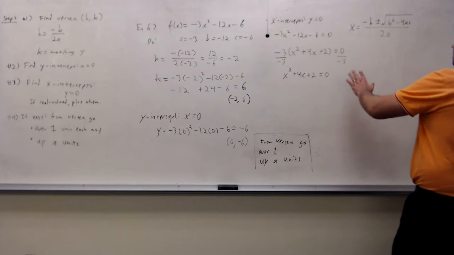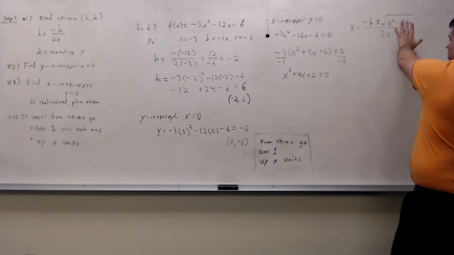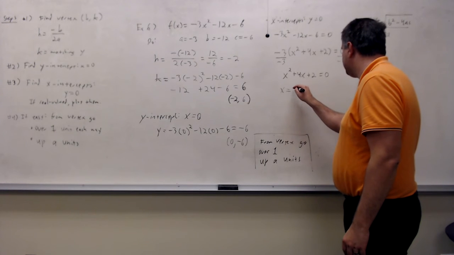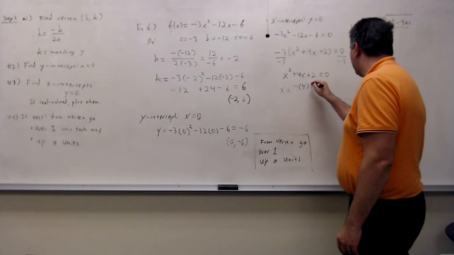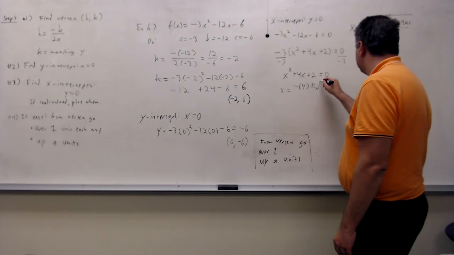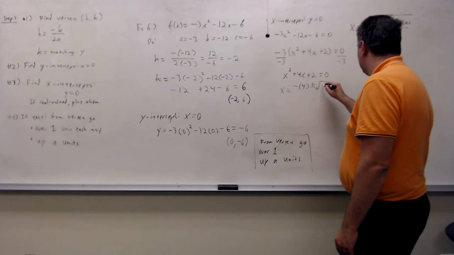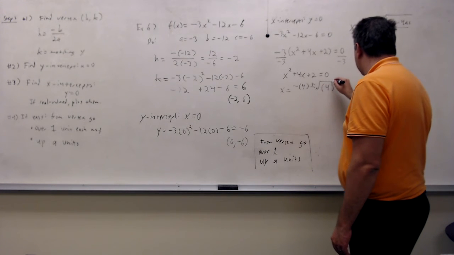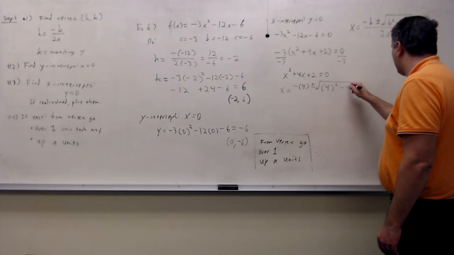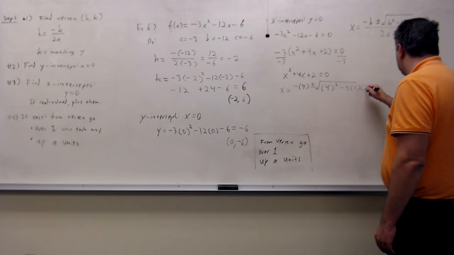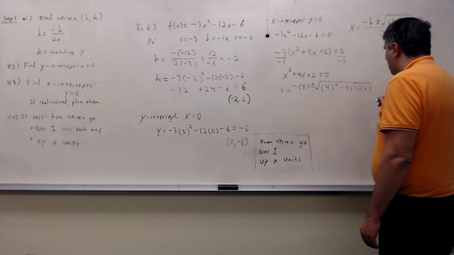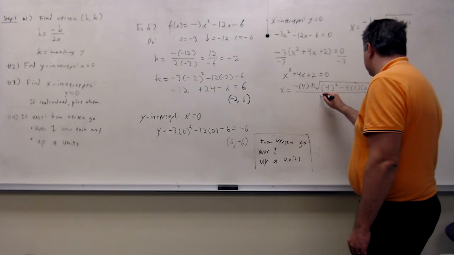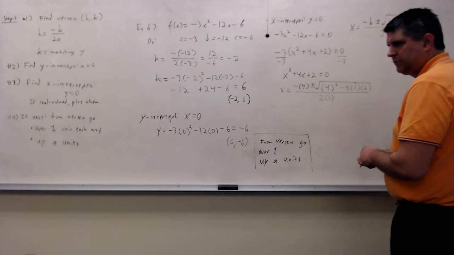Okay, so a, b, and c here are going to be different to use with the quadratic formula. Okay, x will equal negative 4 plus or minus the square root of 4 squared minus 4 times 1 times 2, all over 2 times 1. Okay?